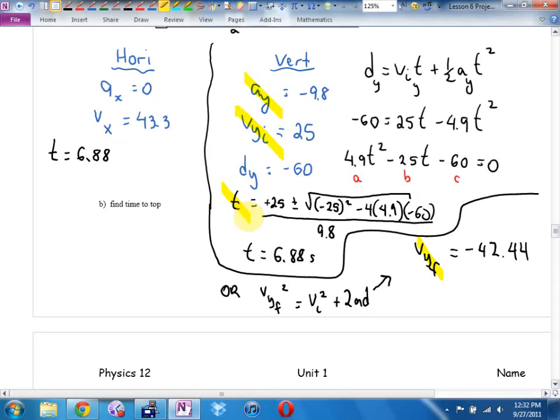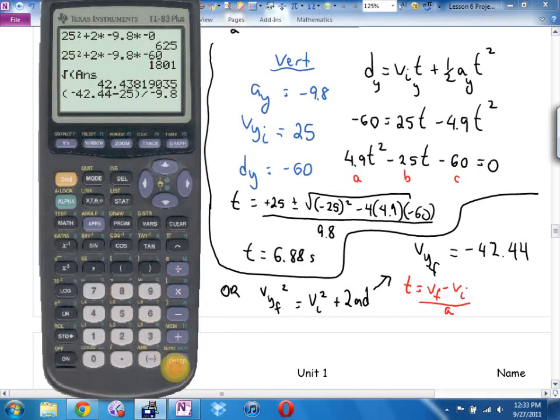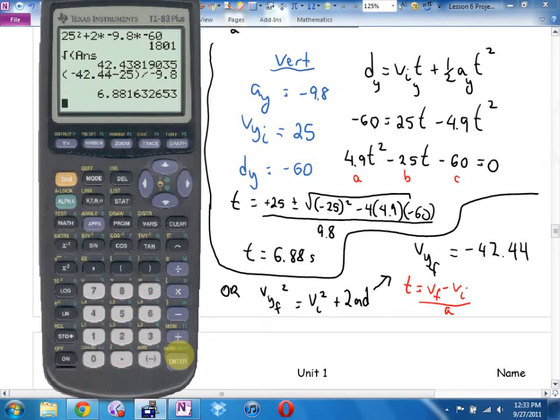T equals VF minus VI over A. If you go bracket negative 42.44 minus 25, there's my V final, my V initial, divided by negative 9.8. There it is, 6.88 like Nav got. Did I use the quadratic equation? Nope. And it was probably only a line or two longer.